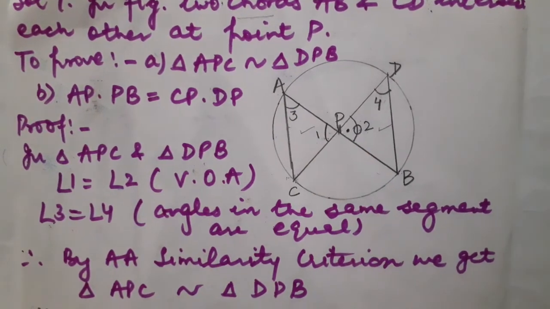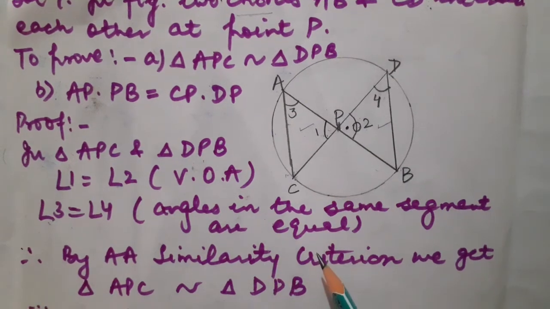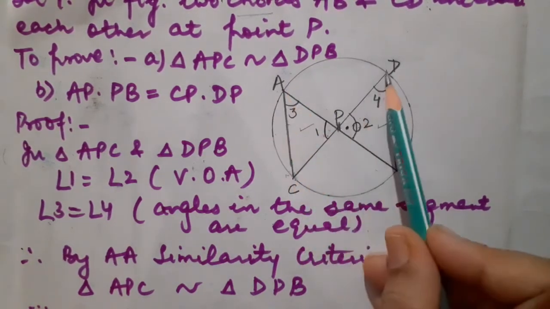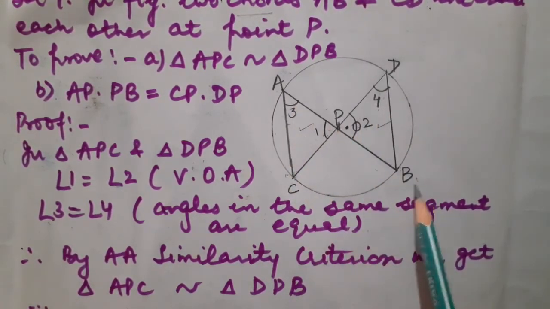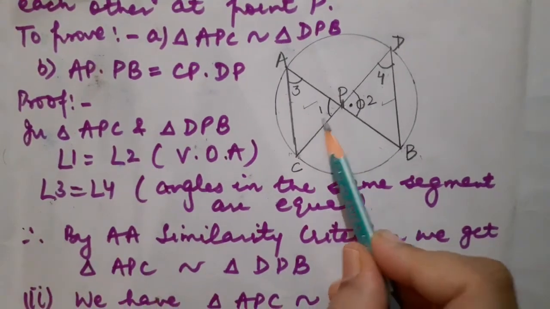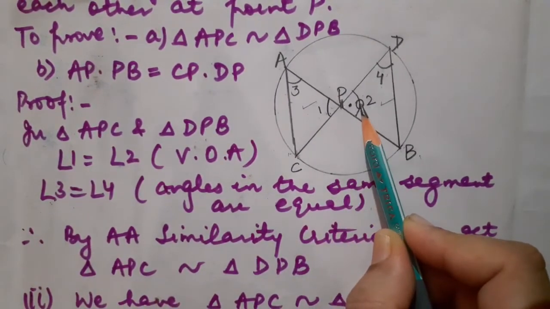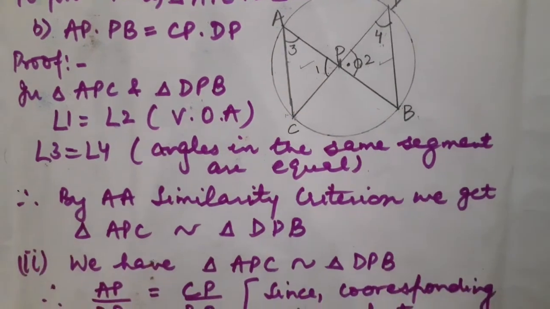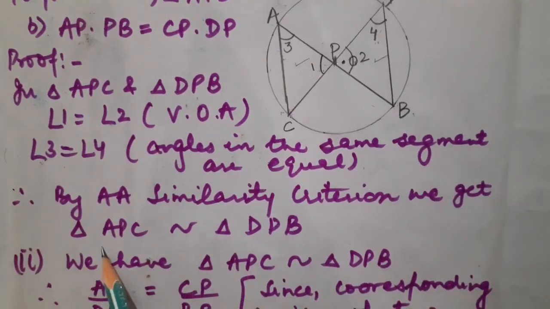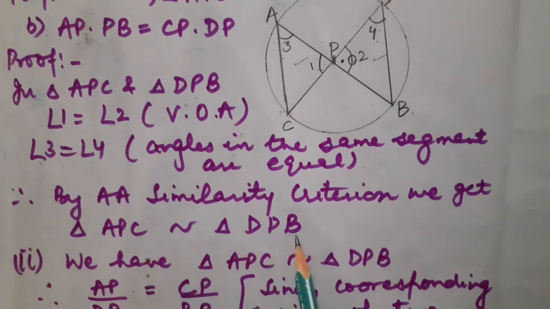Correct? Now, children, you learnt in class 9th that angles in the same segment are also equal. Here you can see that angle 3 is equal to angle 4. Why? Because they are made in the same segment. Correct? So as angle 1 is equal to angle 2 due to vertically opposite angles, angle 3 is equal to angle 4 because they are made in the same segment. So by AA similarity criteria, we can say that triangle APC is similar to triangle DPB. So first part is proved.